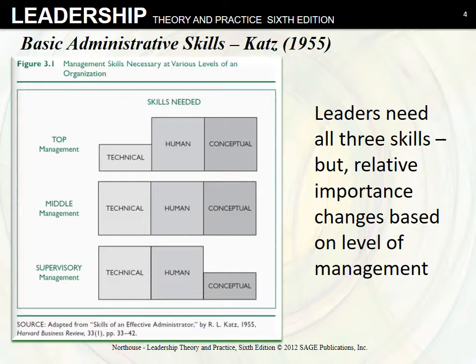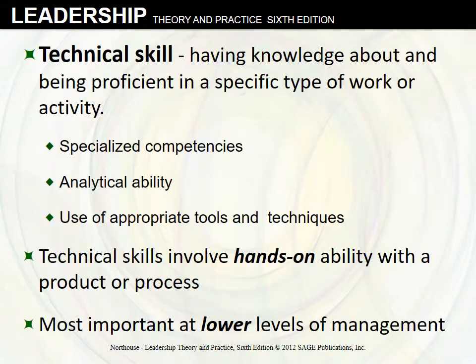But you see here that what he finds in his research is that top management have higher levels of human and conceptual skills, and supervisory, so what we would call first level supervisors, might have higher levels of technical skill. And so this is kind of intuitive, and he's not just theorizing this, he's actually found this from his research, right? So what are these things, these skills: technical, human, and conceptual skill?